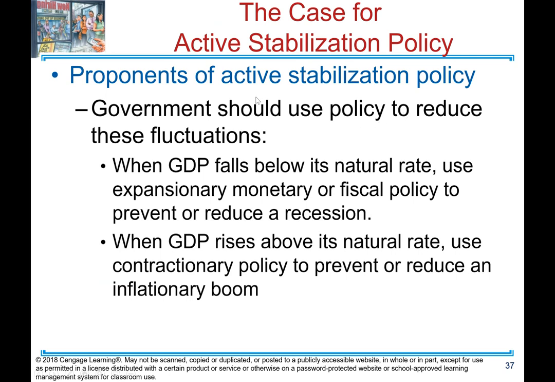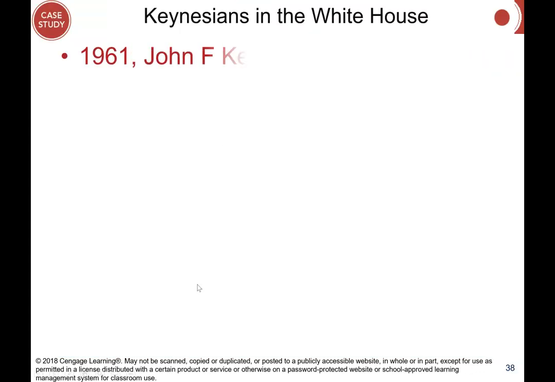Proponents of active stabilization policy say government should use policy to reduce these fluctuations. When GDP falls below its natural rate, use expansionary monetary or fiscal policy to prevent or reduce a recession. When GDP rises above its natural rate, use contractionary policy to prevent or reduce an inflationary boom.